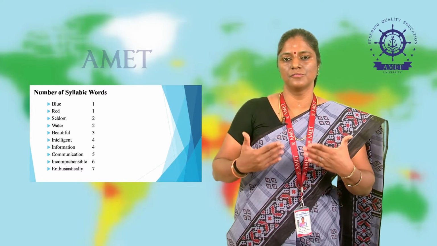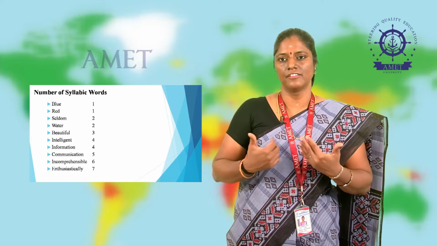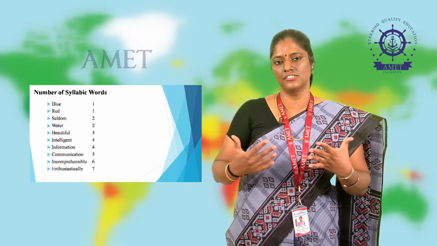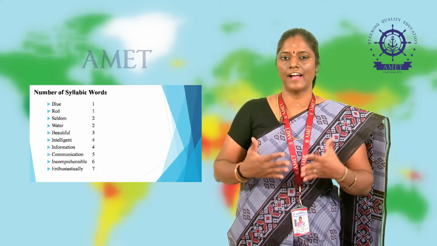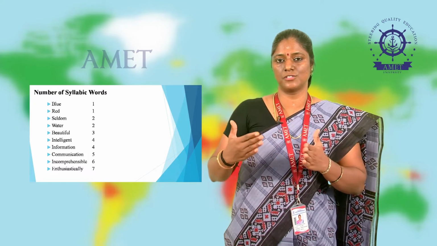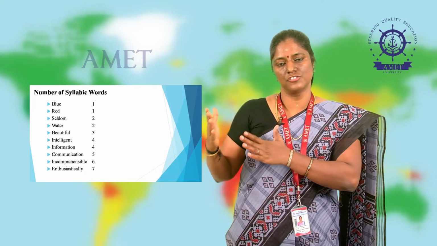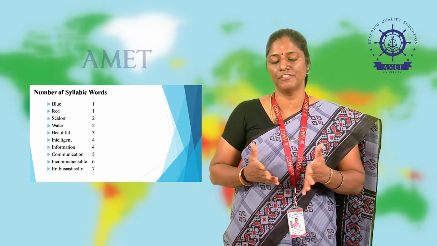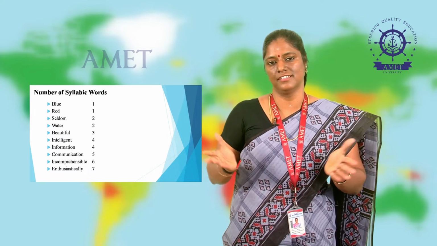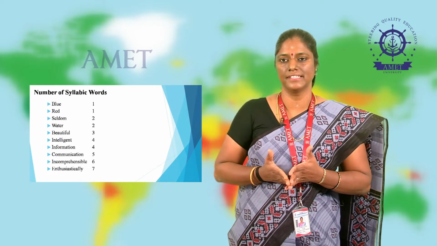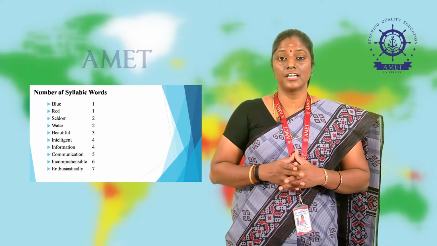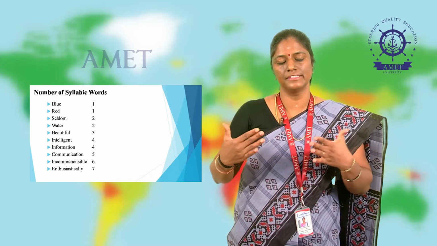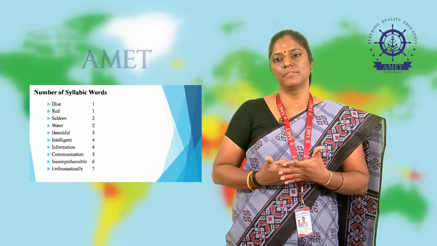So we have to pronounce a word, and only then can you identify the syllables. For example, intelligent, just pronounce intelligent. It's a four syllabic word. We just imagine we are giving stress to the word, intelligent. Then move on to the next word, information. It's a four syllabic word again. And one more word, communication, just pronounce it once. It's a five syllabic word.